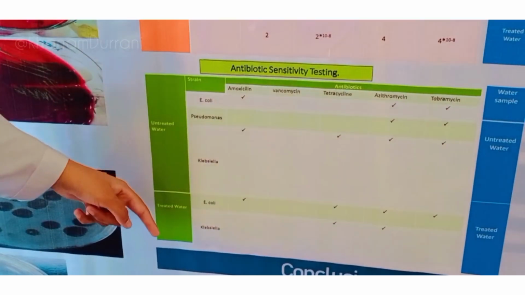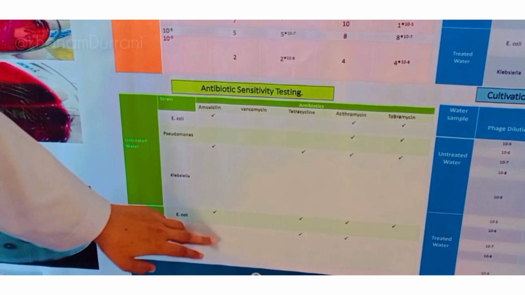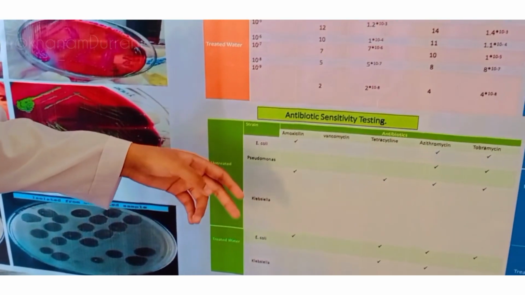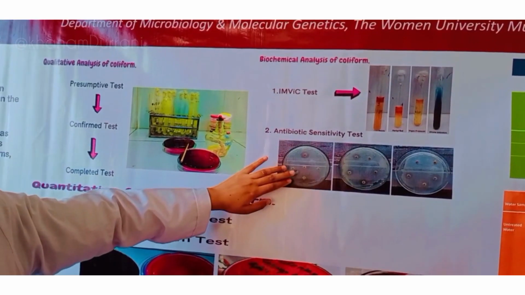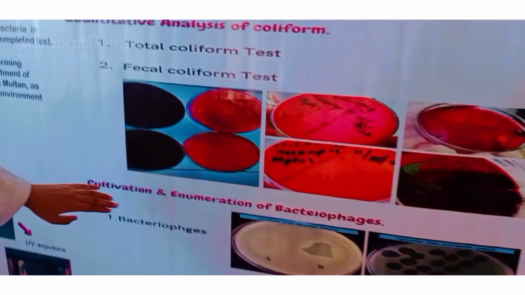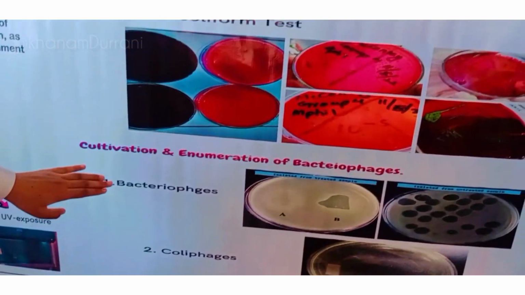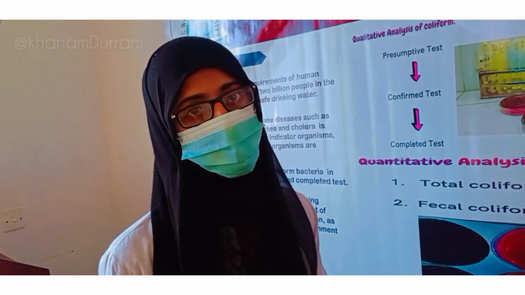But in the treated water sample, the Klebsiella species is not sensitive to amoxicillin. It is only sensitive to tetracycline and azithromycin, while the Pseudomonas species is sensitive to amoxicillin, tetracycline and azithromycin, and it is resistant to tobramycin and vancomycin. After sensitivity testing, we performed cultivation and enumeration of bacteriophages. It involves bacteriophage isolation and coliphage isolation, which is further elaborated by group member Manali Khanna.